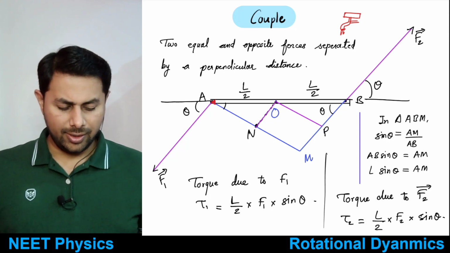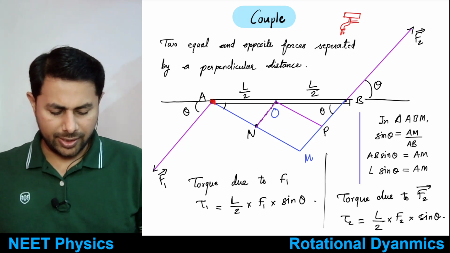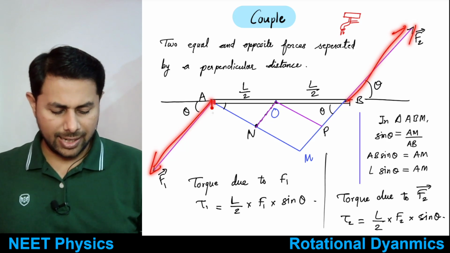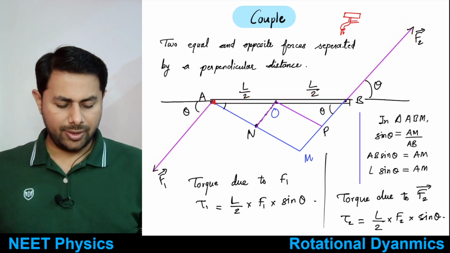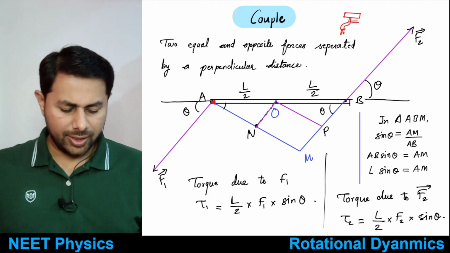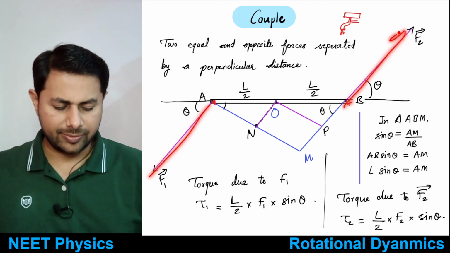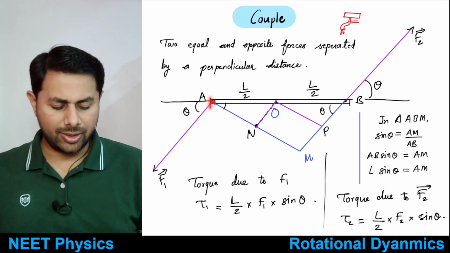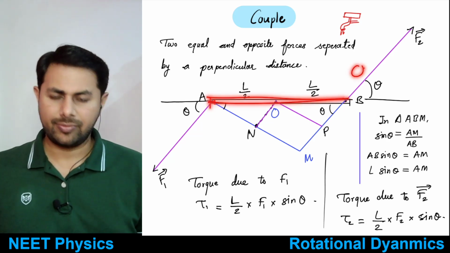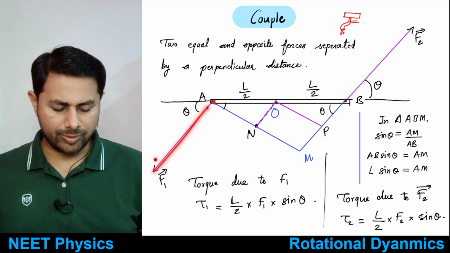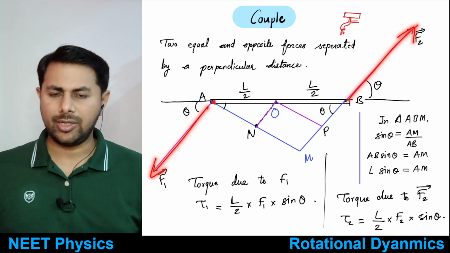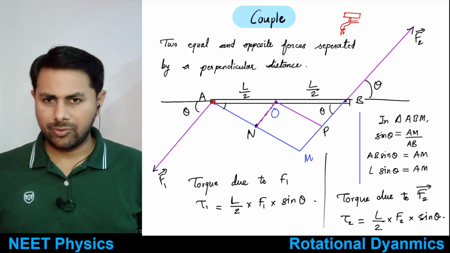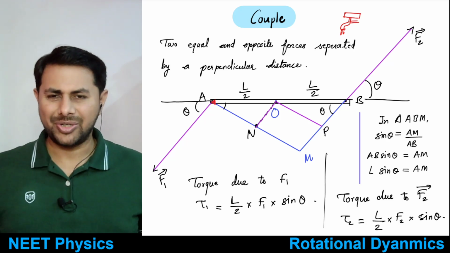Okay. So then see, this is force F1, this is force F2 acting on this rod. Now see, these two forces are equal and opposite. So what does that mean? The net force acting on the rod is equal to 0 because there is one force from this side, one force from the other side. Net force is equal to 0, but net torque is not equal to 0.